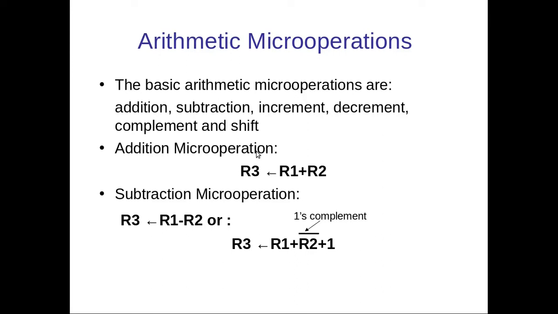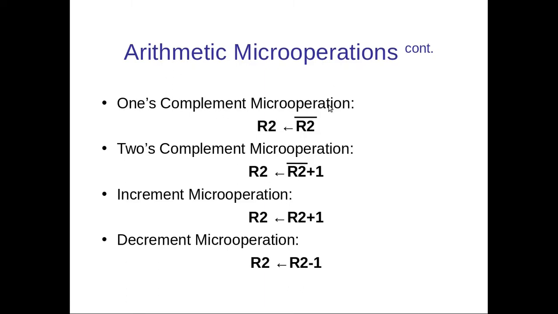Addition micro operation can be represented with the plus symbol. For example, R3 gives R1 plus R2. Subtraction micro operation can be represented by the minus symbol like this, that is R3 gives R1 minus R2, or by a 2's complement addition, that is R3 gives R1 plus 2's complement of R2, that is R2 bar plus 1, that will form the 2's complement of R2.